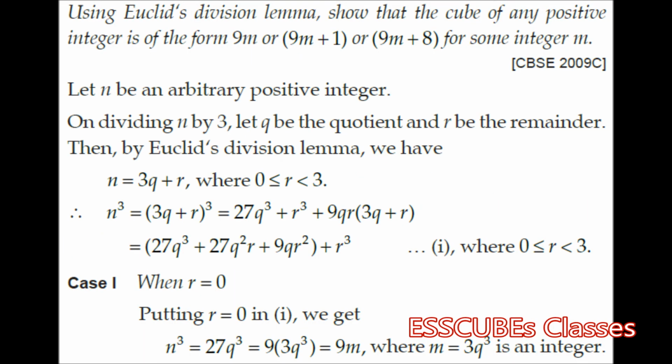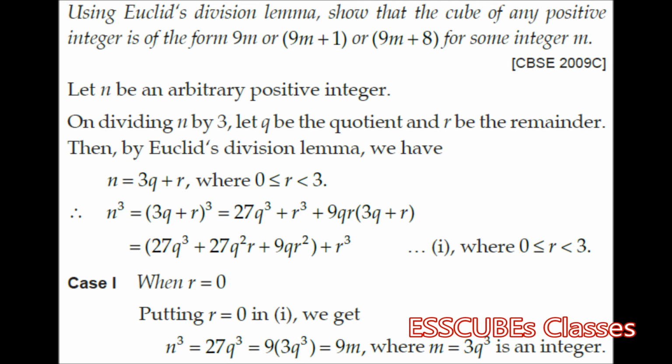We have a similar question as the last one over here. Here we need to show that the cube of any positive integer is of the form 9m or 9m plus 1 or 9m plus 8, where m is some integer. We begin in the same fashion as we had been doing.